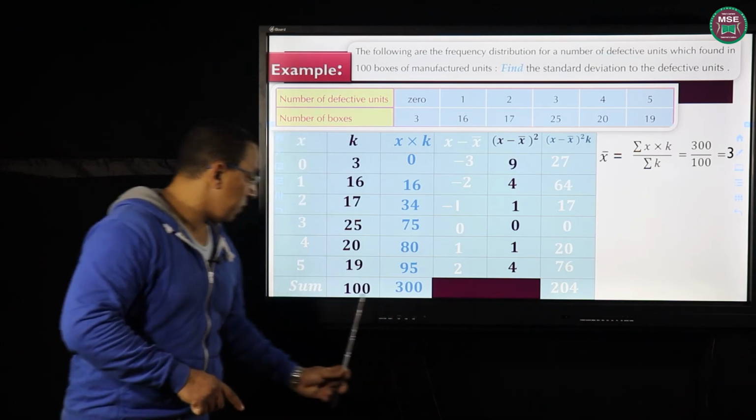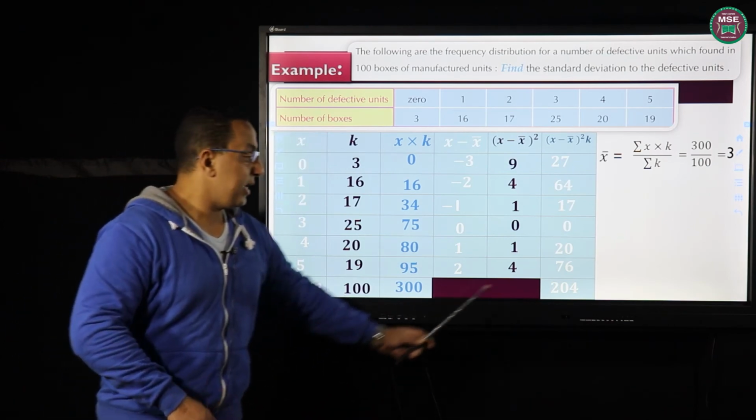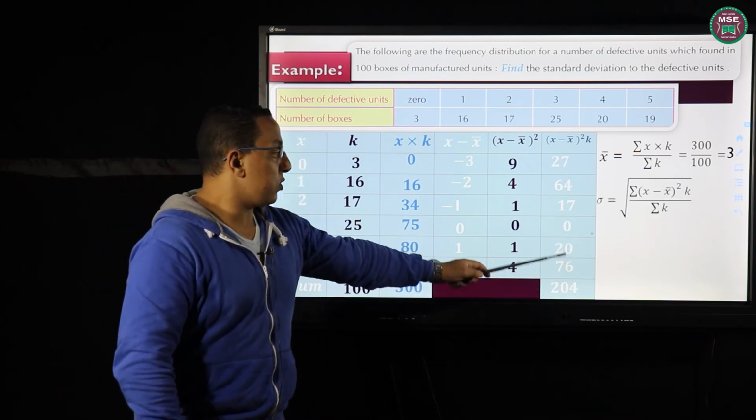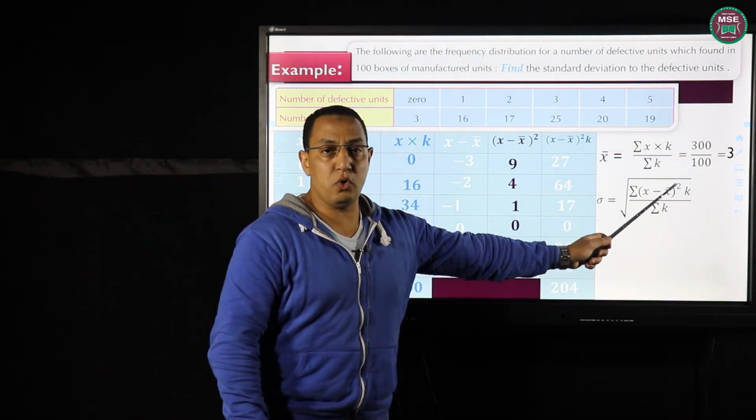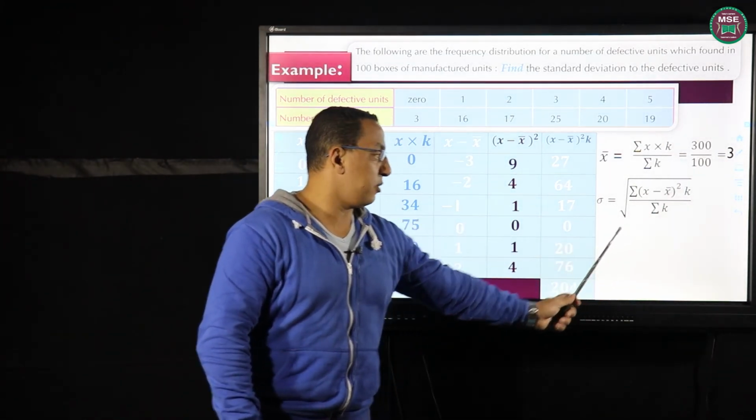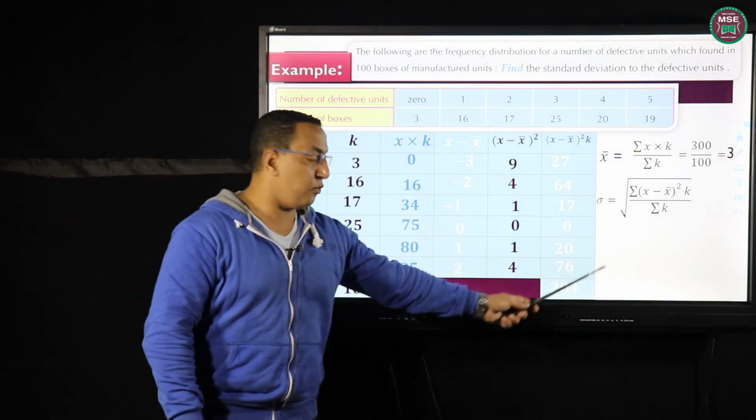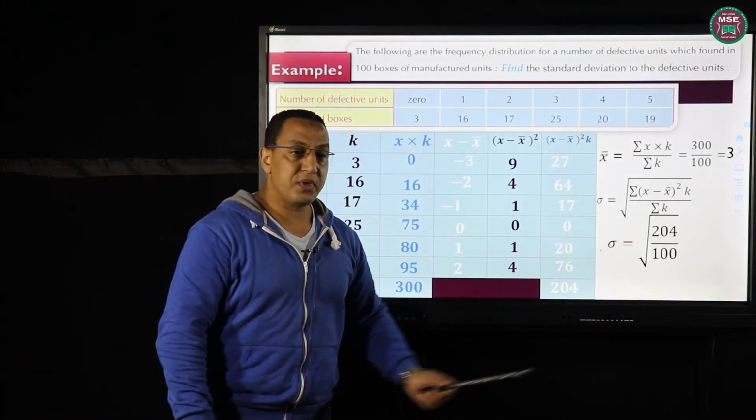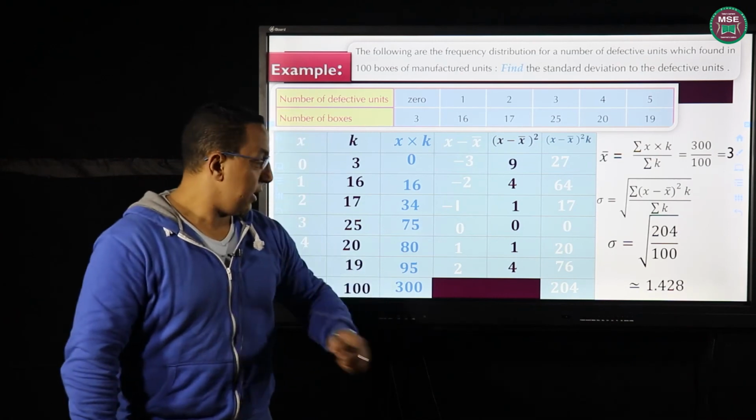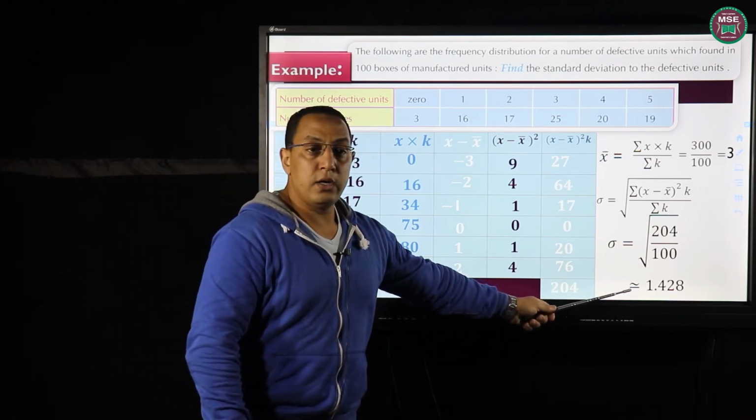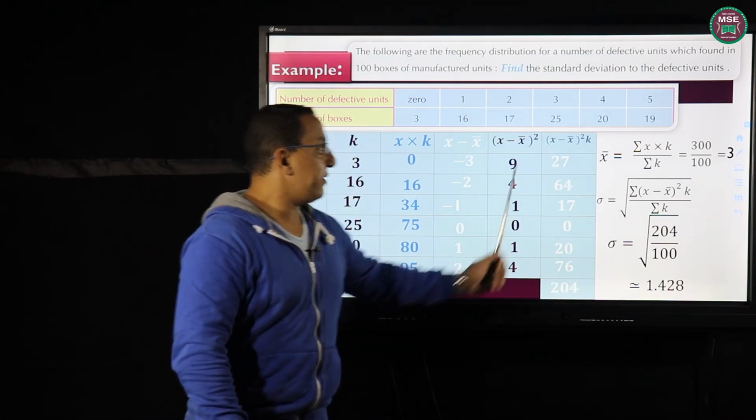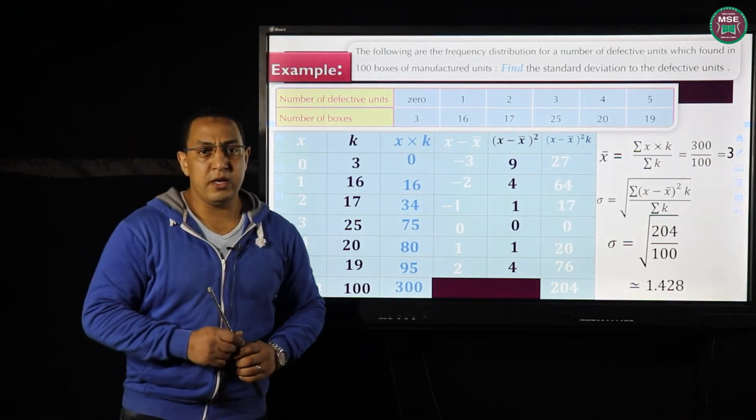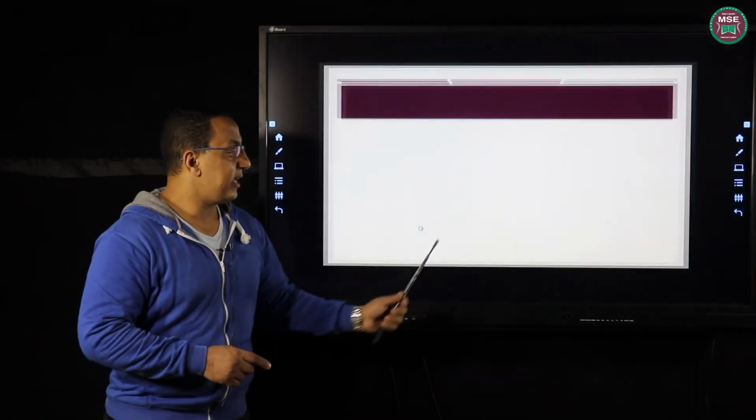Sigma equals the square root of the sum of X minus X bar all power of 2 times K, over the sum of K, which is equal to the square root of 204 over 100, which is approximately 1.428. Okay, and this is a very important part, and this is the end of the lesson.